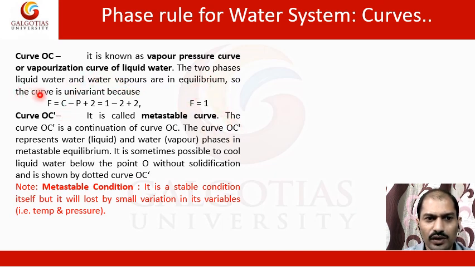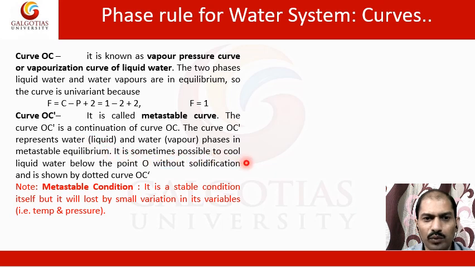The two phases, liquid water and water vapor, are in equilibrium. So the curve is univariant, because here also you can calculate: component will be 1, and phase will be 2, since one phase is liquid and the other is water vapor. So here F will be 1. And the curve OC bar is called the metastable curve, and it is the continuation of curve OC. The curve OC bar represents water and water vapor phases in metastable equilibrium.